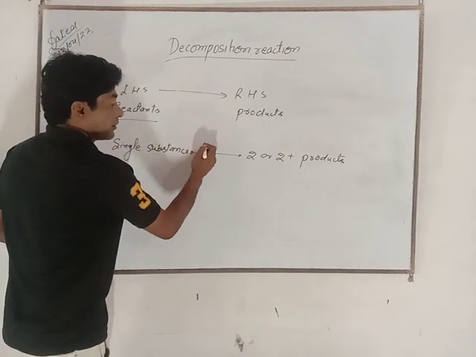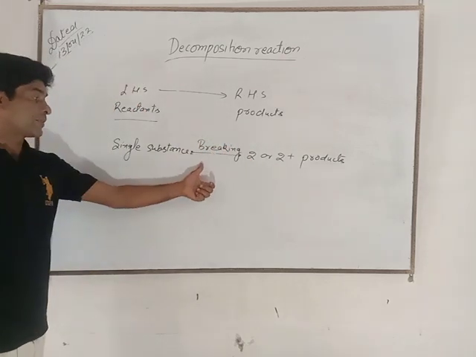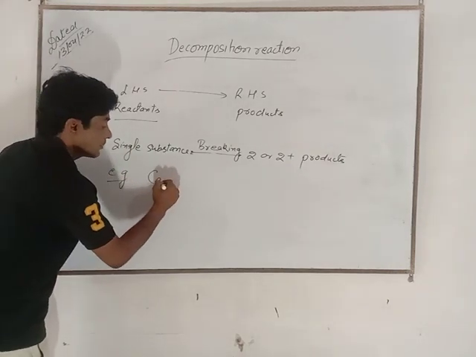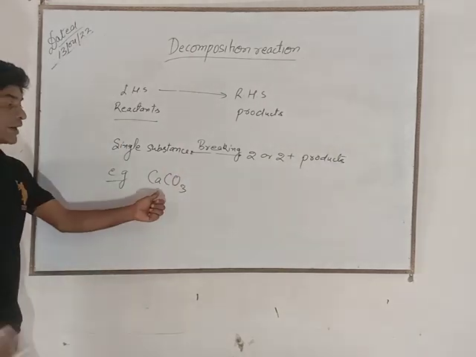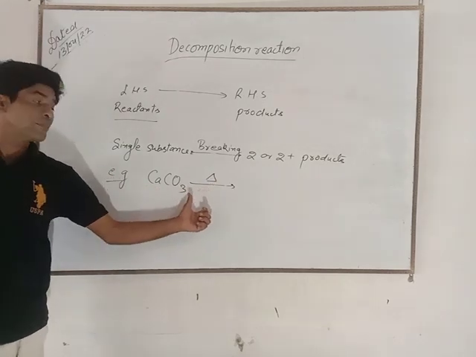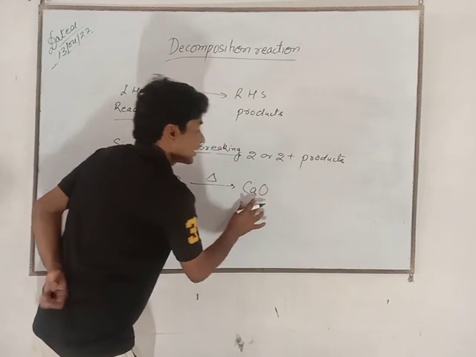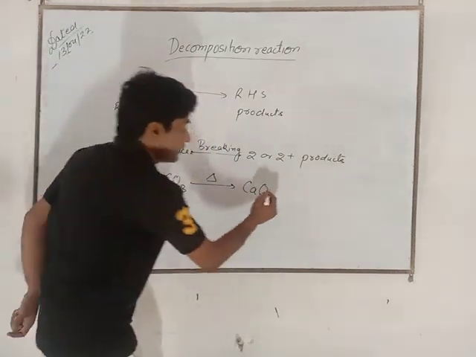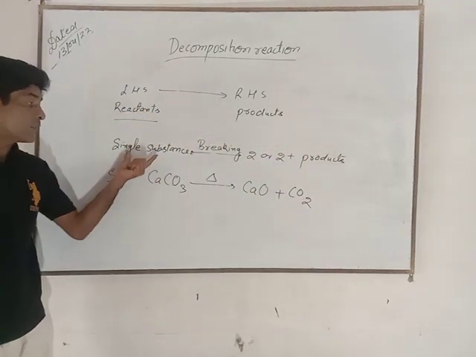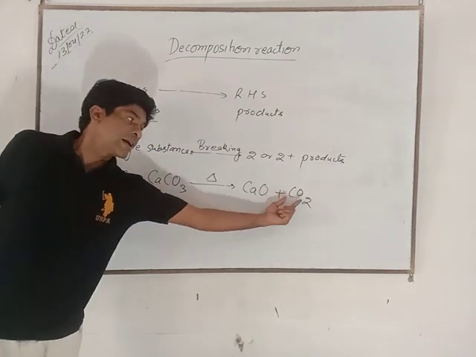Here the breaking agent can be any type. Suppose one example I am giving you: when calcium carbonate is heated, here the delta symbol means heating, then it breaks into calcium oxide, it means quicklime, and carbon dioxide, right? Then you are seeing here only one single substance, calcium carbonate, is broken into calcium oxide and carbon dioxide.